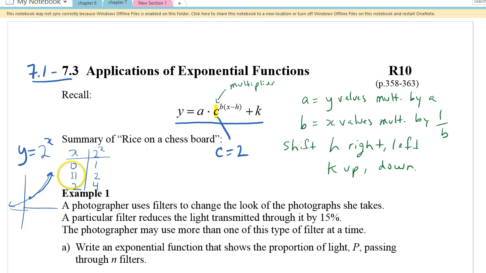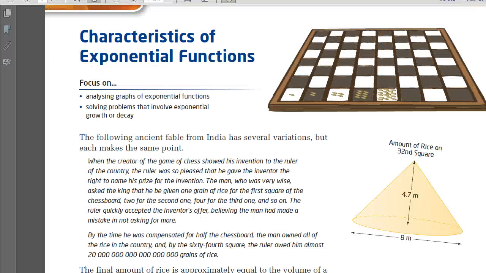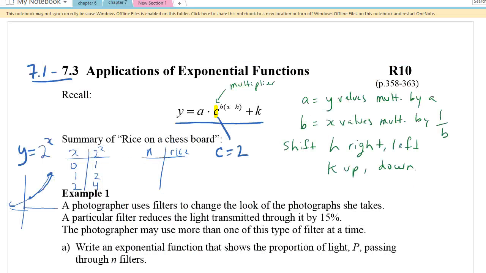Now, is that a good model of the rice on the chessboard? Let's just think about this. If we say that n is equal to the square, how much rice is there? Let's go back and take a look at it for a second. On the first square, you have 1 rice. On the second one, you have 2. And then on the third one, we have 4.